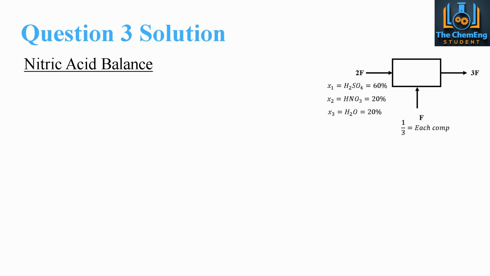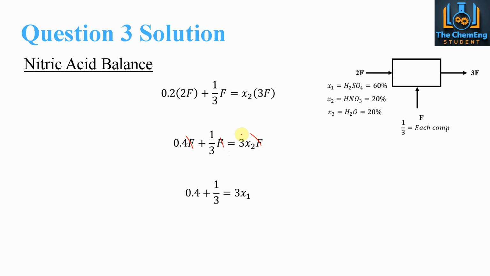Now we can do the exact same methodology for the other components. So we'll do the same thing for the nitric acid. We'll do our 0.2 this time, multiplied by 2F, plus a third F, because again these are equal parts, so it's a third, equals x2 multiplied by 3F. We do exactly the same thing. We can see that these F's will cancel, so we get an x2 value of 0.24, i.e. 24% of the product stream is made up by nitric acid.